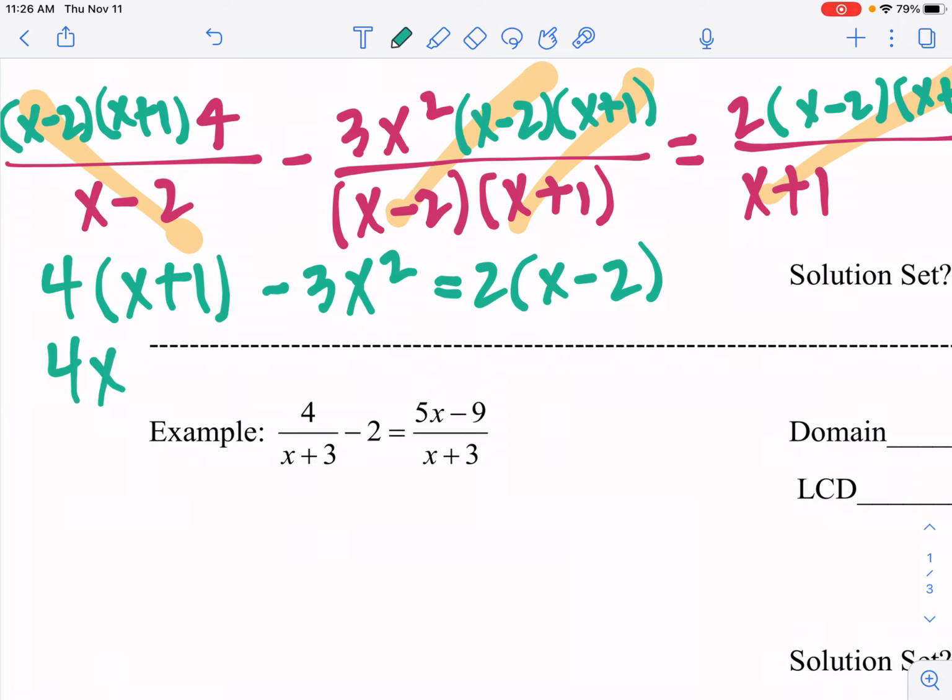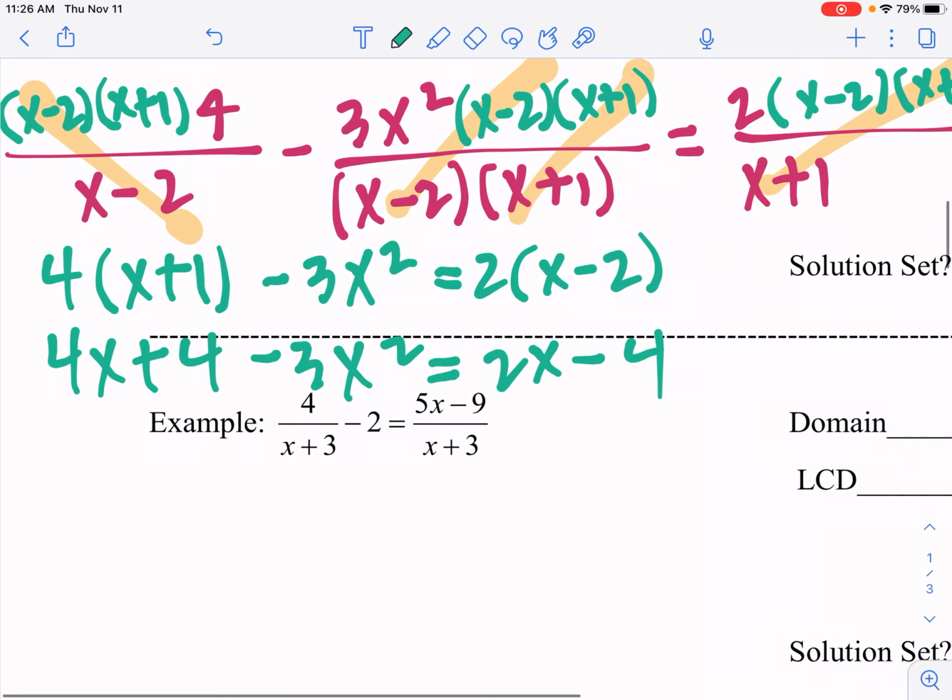Go ahead and distribute that 4 and distribute that 2. So we've got a quadratic. We're going to have to solve this.